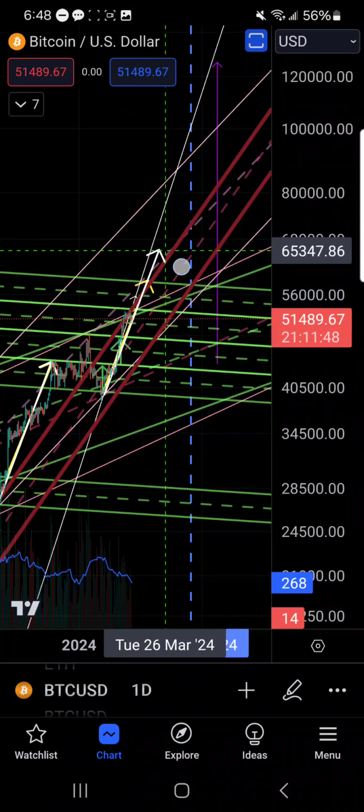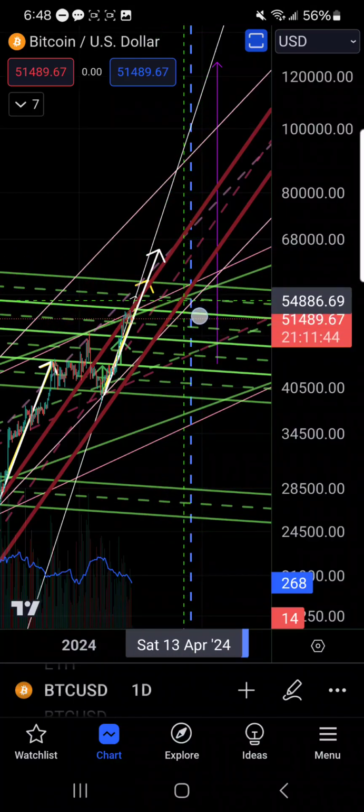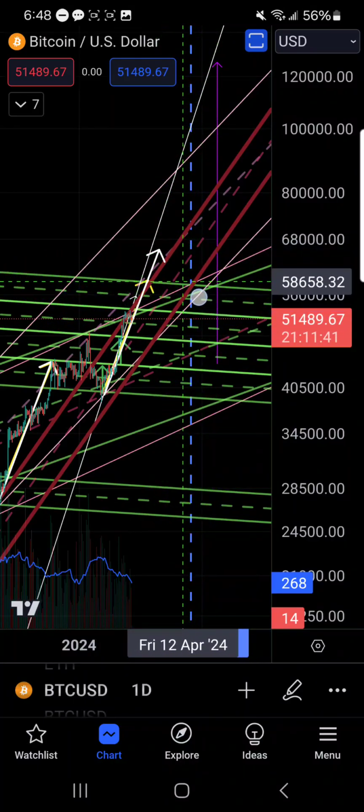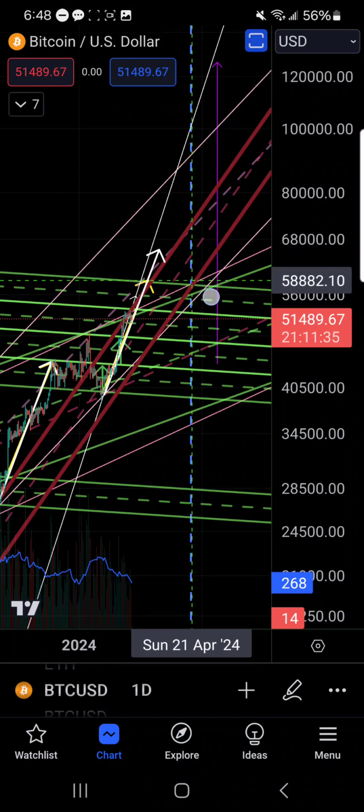If that did happen, man, oh man, this is going to be a freaking phenomenal bull rally. This bull cycle, that's the word. Not rally, not market, cycle.